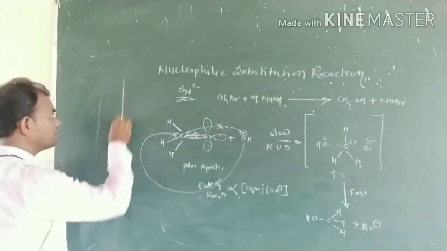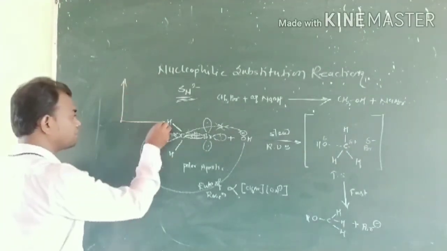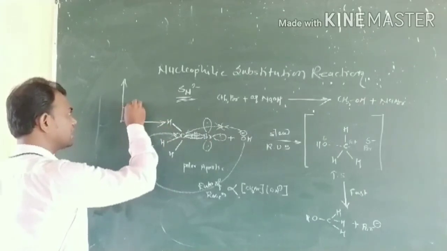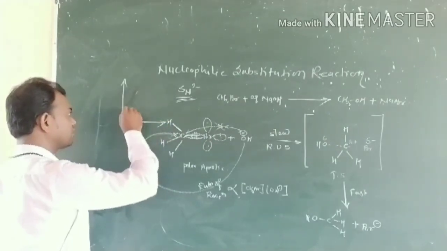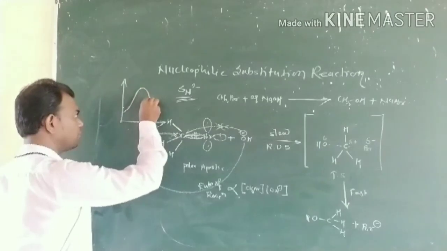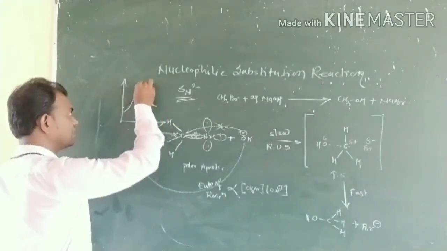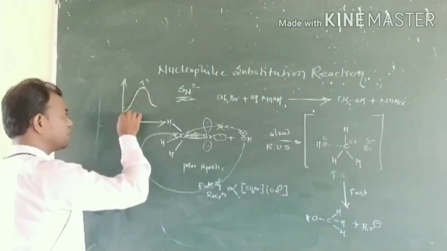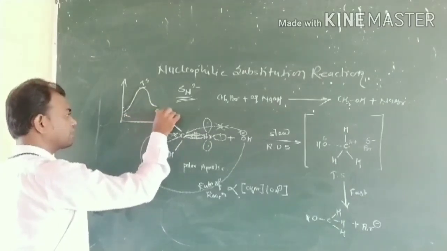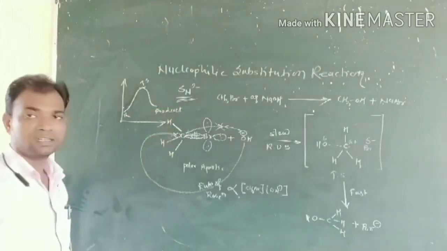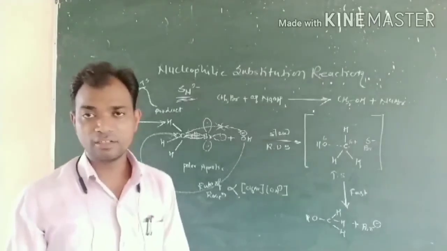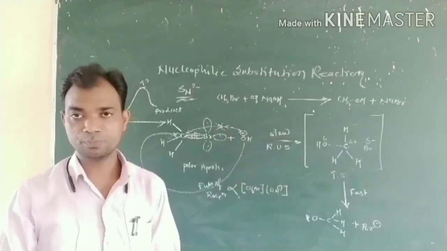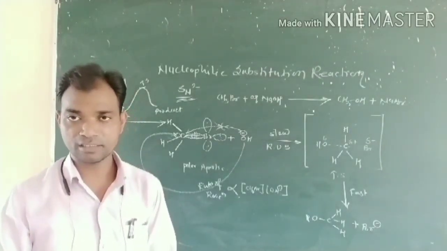And if we consider the energy profile diagram, then it starts here and forms one transition state, that is transition state first. Here the reactant and here the product. Okay, that is the SN2 type of reaction mechanism and SN1 type of reaction mechanism.